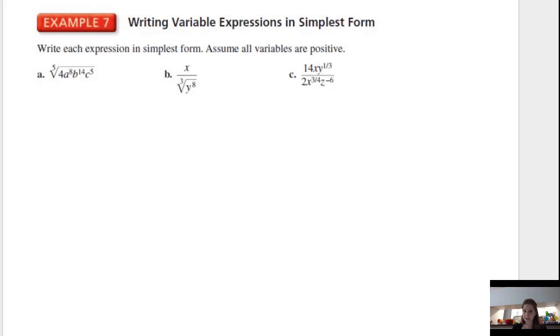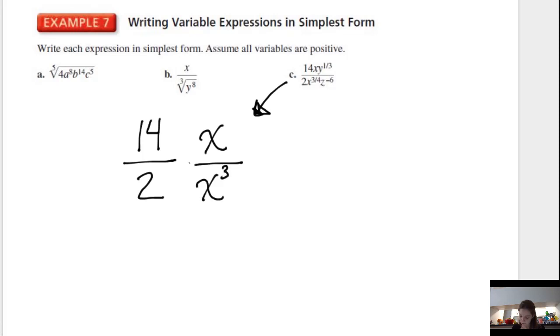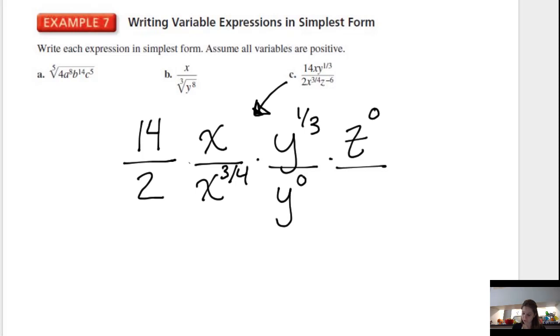Lastly, example C. I'm going to choose to rewrite this as 14/2 times x over x to the 3/4 times y to the 1/3 over, there are no y's in the denominator, so I could put a 1 or I could put y to the 0 power. And z to the 0 power, because there's no z's in the numerator, or just 1, over z to the -6. So I lined up like terms.